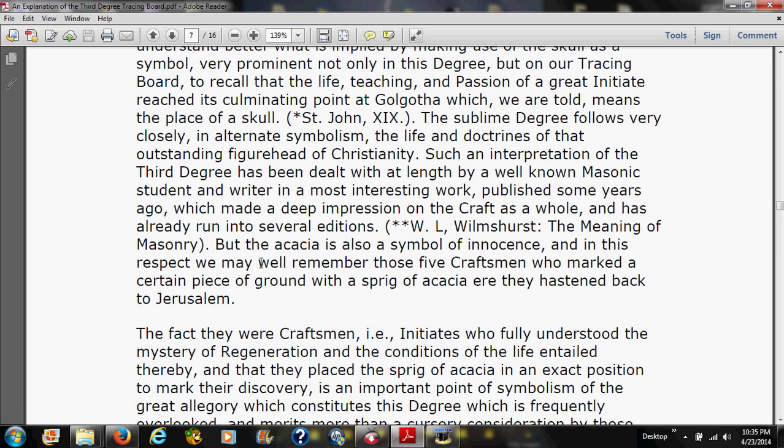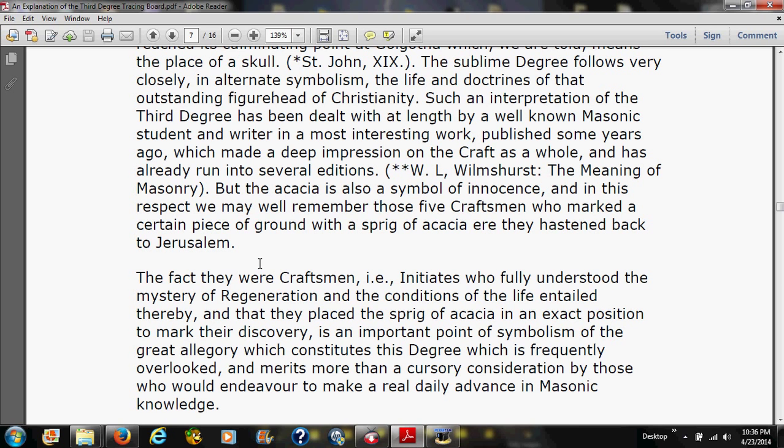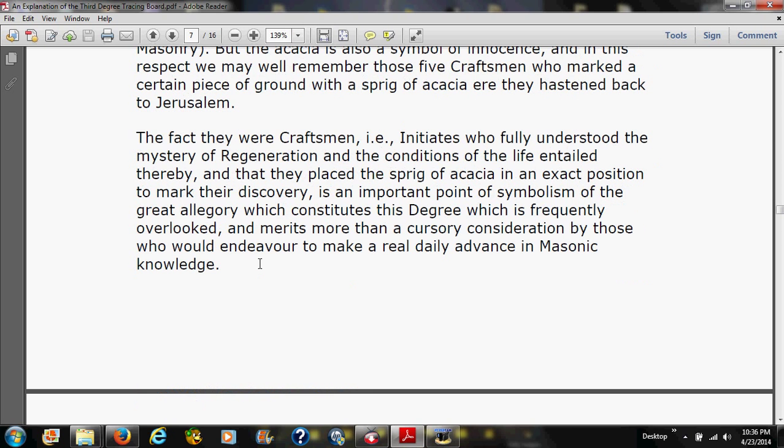But the acacia is also a symbol of innocence, and in this respect, we may well remember those five craftsmen who worked a certain piece of ground with a sprig of acacia ere they hastened back to Jerusalem. The fact they were craftsmen, that is, initiates, who fully understood the mystery of regeneration and the conditions of life entailed thereby, and that they placed the sprig of acacia in exact position to mark their discovery, is an important point of the symbolism of the great allegory which constitutes this degree, which is frequently overlooked, and merits more than a cursory consideration by those who would endeavor to make a real daily advance in Masonic knowledge.